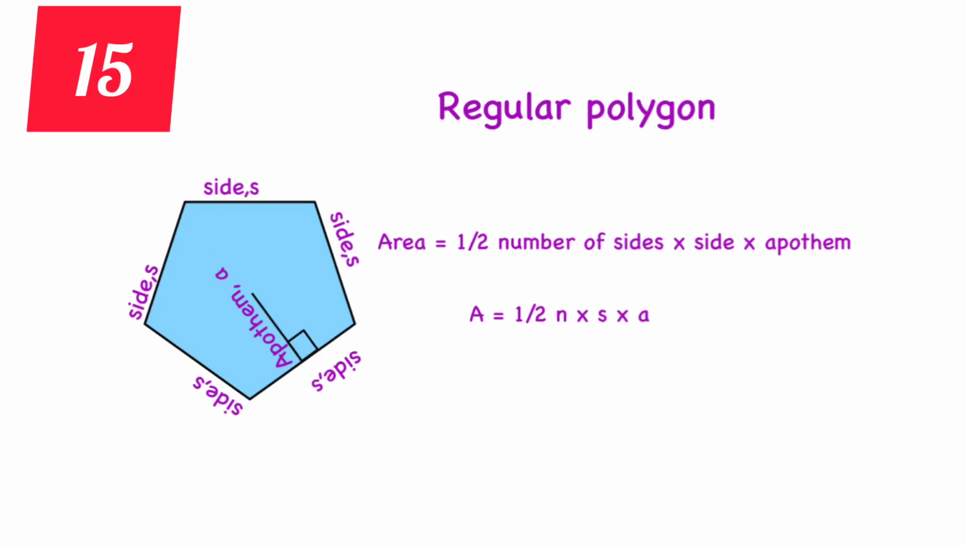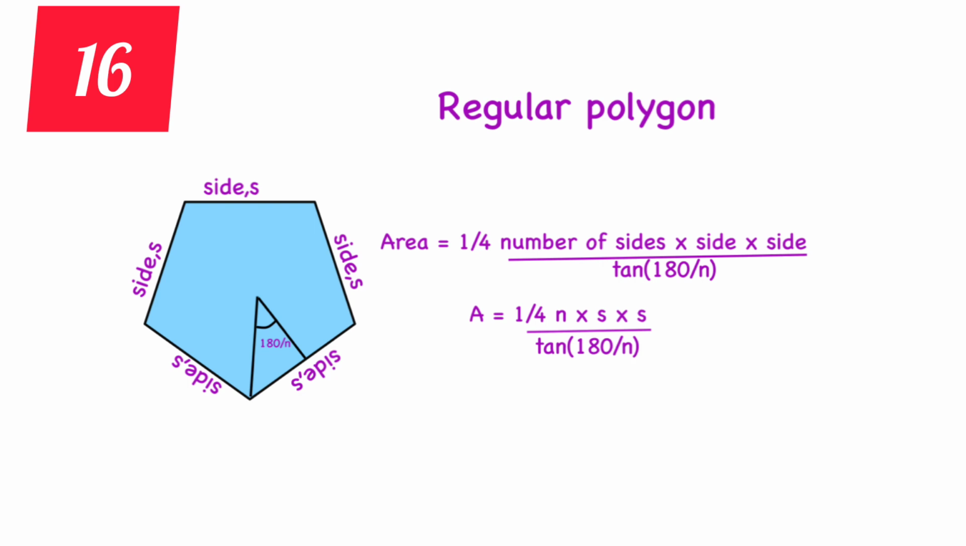If all the sides and angles of a polygon are equal, then it is called a regular polygon. Apothem is the perpendicular drawn from its center to one of its sides. The area of the polygon is half the number of sides times the length of its side times the length of the apothem.